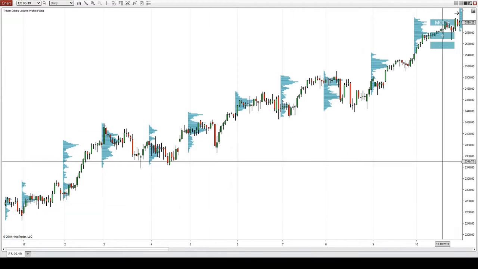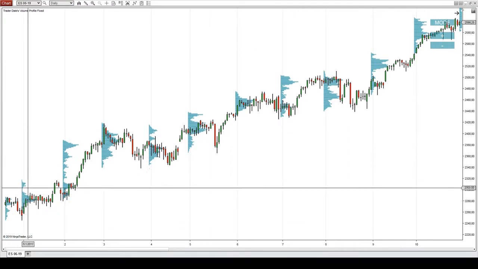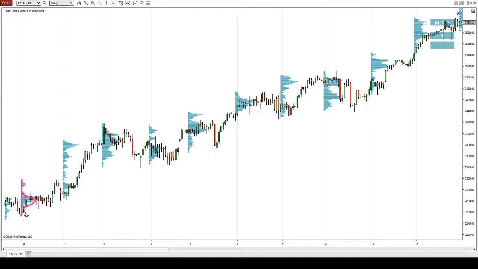So if we start, for example, in here with this D-shaped profile, this is a balance between buyers and sellers in this rotation. And afterwards, from this balance, the strong buying activity starts. It starts with a thin profile, strong buyers pushing the price upwards. So this is a trend.